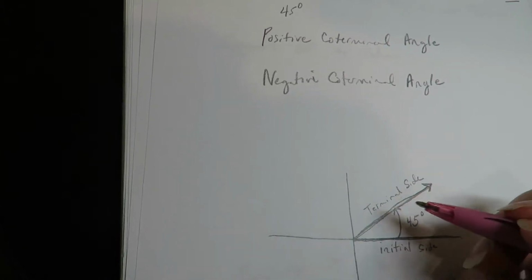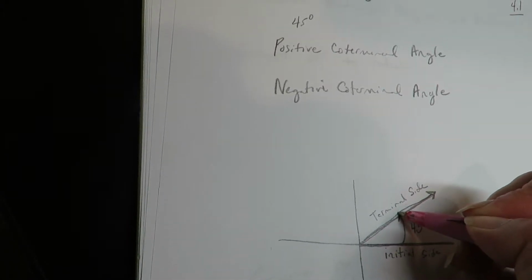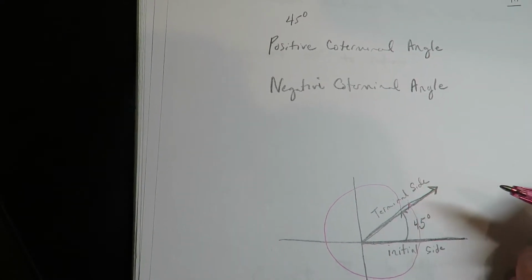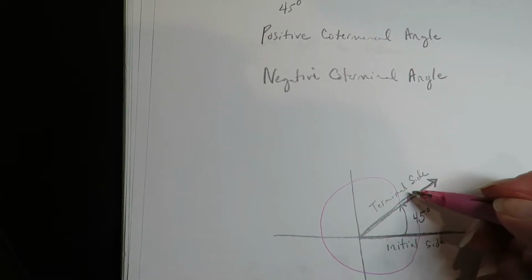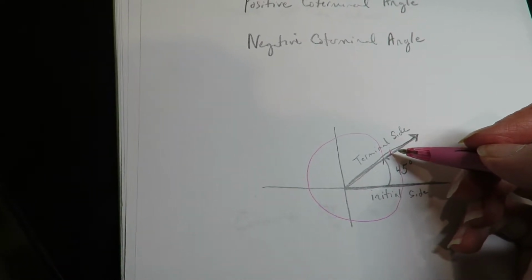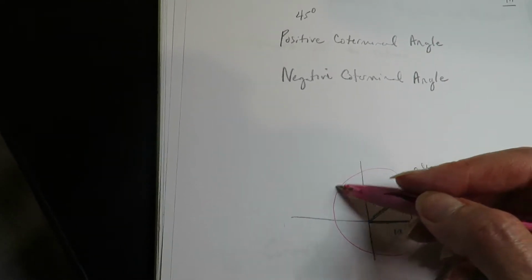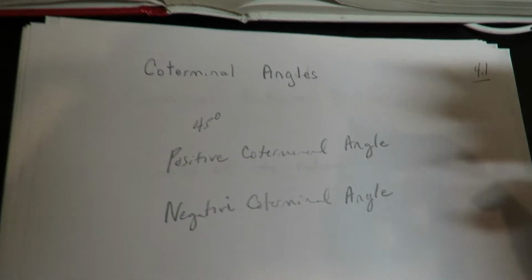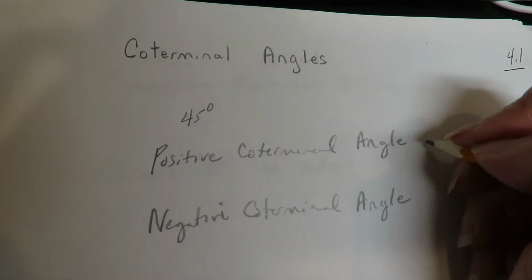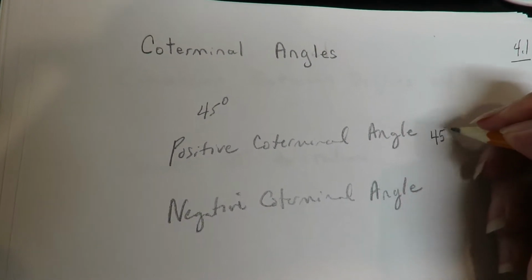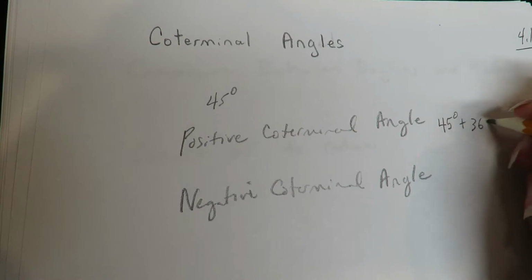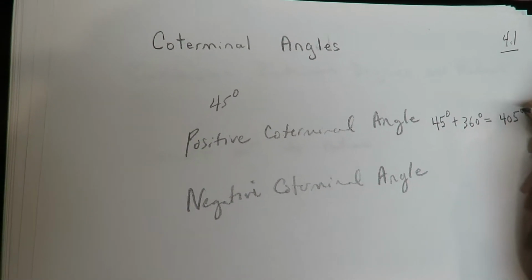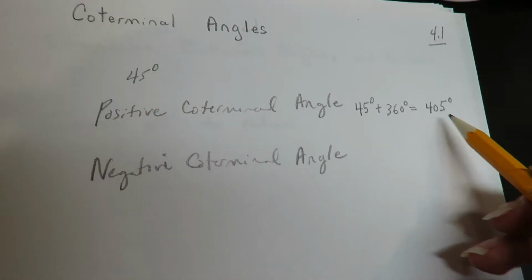So the idea is if I go all the way around the circle, I can come back to this spot. And going all the way around the circle is 360 degrees, okay? If you want to get back to the same spot, you have to go 360 degrees. So for a positive coterminal angle, if I take 45 degrees and I add 360 degrees, I'm going to get 405 degrees. And that is indeed a coterminal angle.